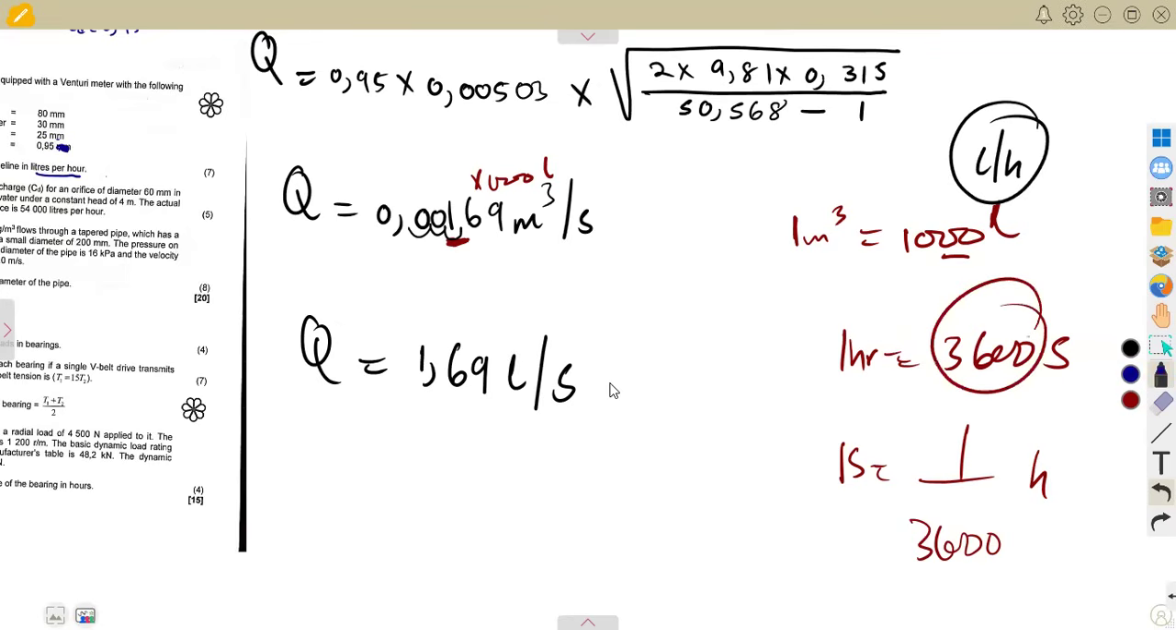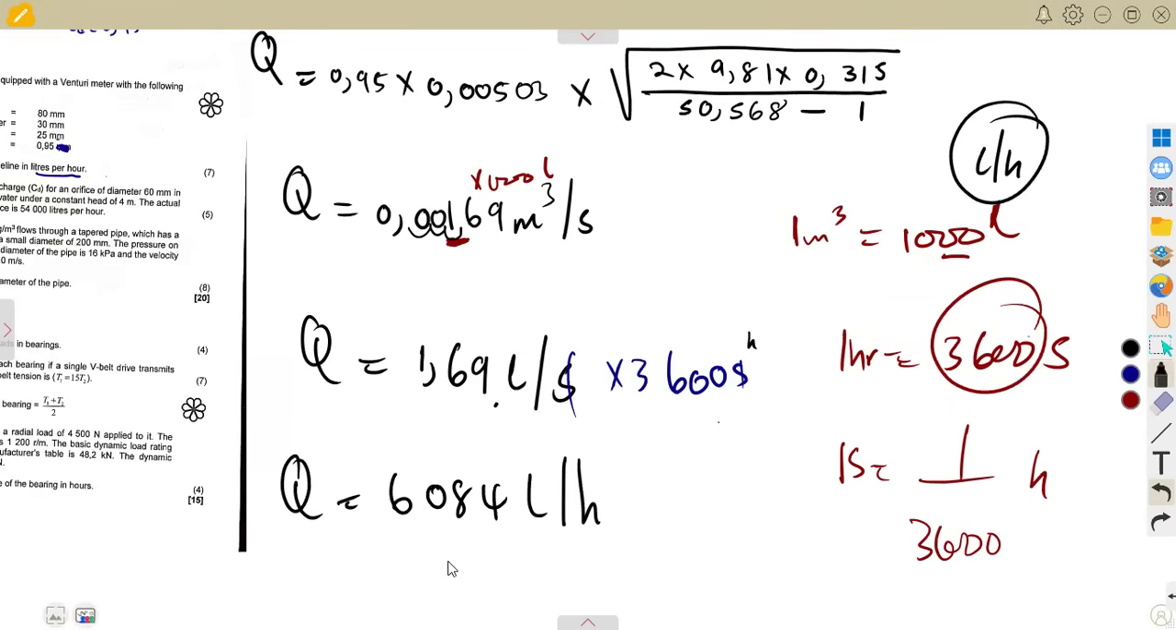By multiplying by 3,600 seconds, we are automatically converting this to per hour. So that means our Q is going to be in liters per hour. This is now per hour, and this gives us 6,084 liters per hour.